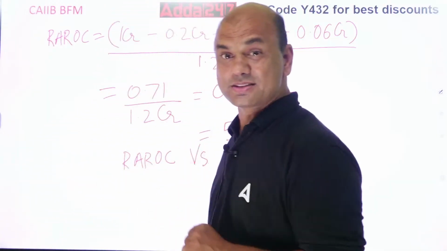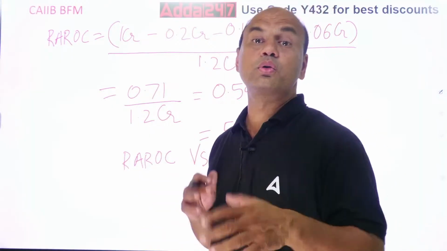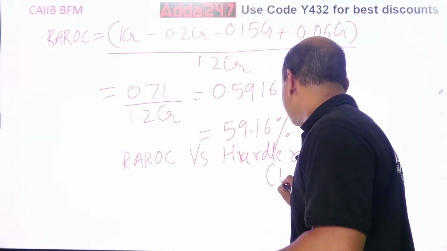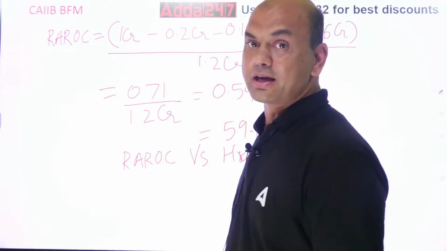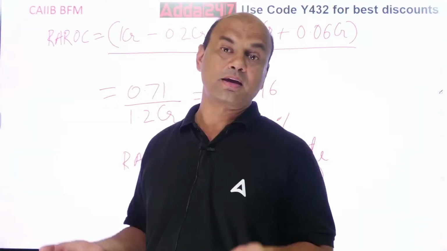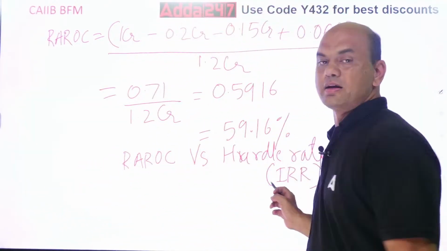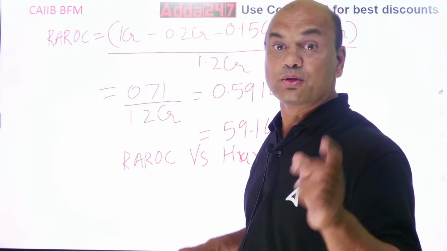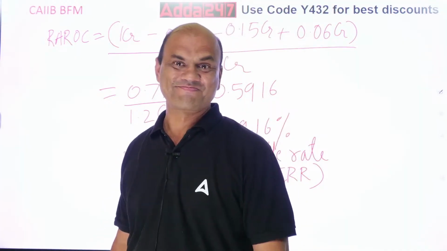So what can I call this? You have studied this rate, but you don't know, because you studied it with a different name. That is called IRR, internal rate of return. Remember this now? NPV equals 0, then whatever figure you get is IRR. So you have to compare this RAROC with IRR. If your RAROC is more than the IRR, then only accept that project. Otherwise, don't accept the project.